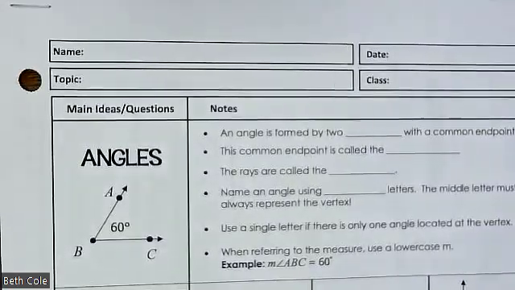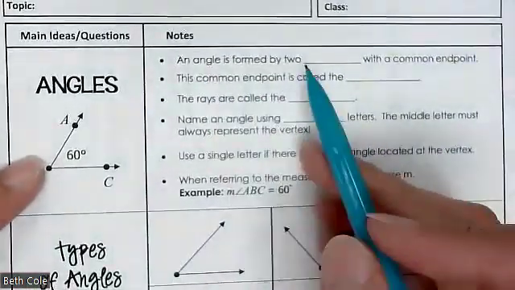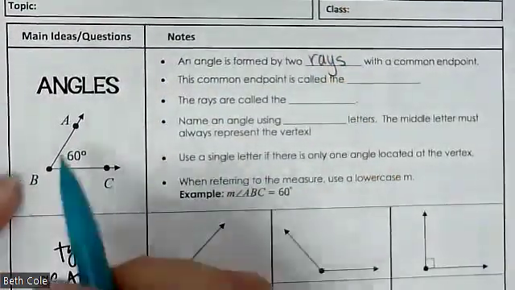So this is your video on different types of angles. We're going to start filling in some vocabulary for what an angle is. An angle is formed by two rays with a common endpoint.